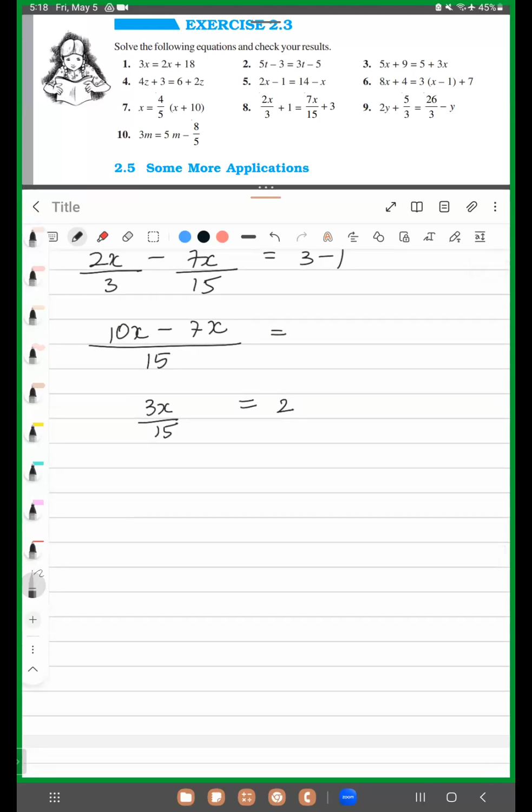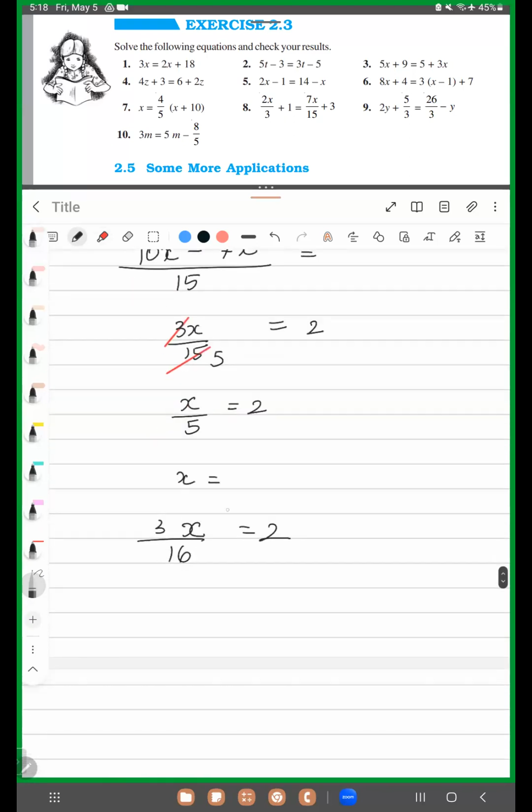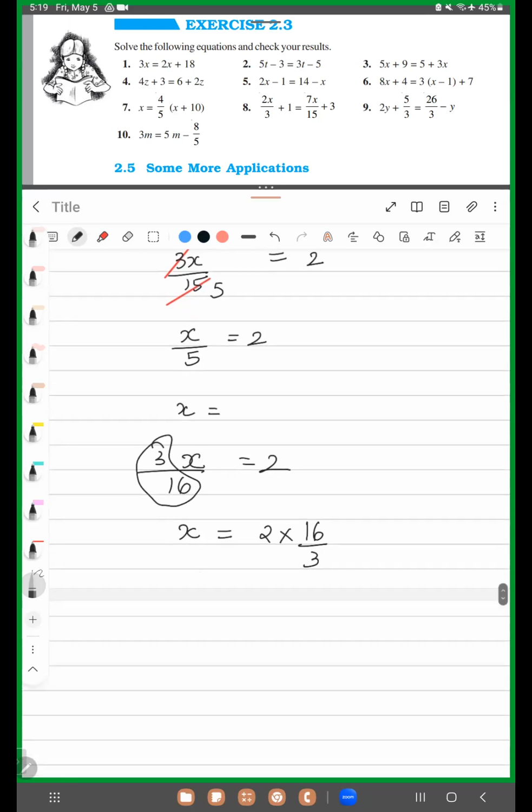बताइए. It will be x by 5. Very good. So this is basically x by 5 equals 2. Then x equals? What if it was 3x by 16 and we couldn't cancel it? Then, if it is 3x by 16 equals 2, we will just send this 16 to the opposite side and the 3 to the opposite side. So it will become x equals 2 multiplied by 16 by 3.